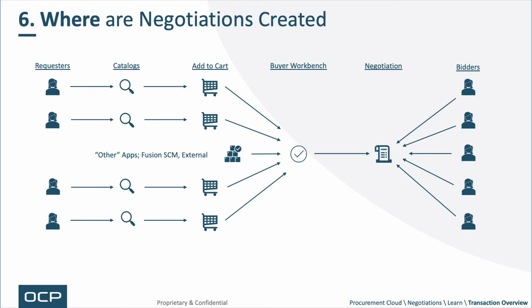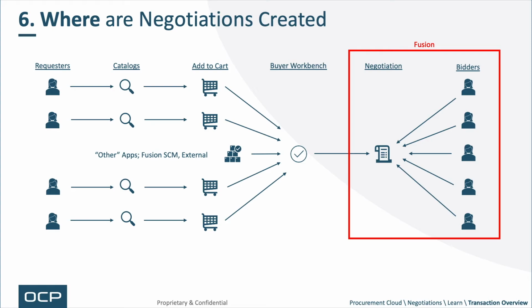Next up, where are negotiations created? Well, that's pretty easy. They're always created in Fusion, right? So you may have different starting points from a requisition, you may have requisitions from different applications in Fusion, different applications outside of Fusion, but those negotiations occur in Fusion. And as I've said in other video presentations, you actually can wrap Fusion around legacy apps, inbound those requisitions, and create the negotiation inside Fusion as well as the contract. Some pretty cool stuff, but all roads lead to Fusion is the point.